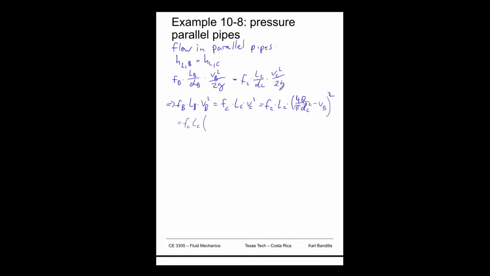Now times, if we square this, if we FOIL this out, it would be 16 Q squared over pi squared DC to the 4th, minus 2 times this times that, so that would be 8Q times VB divided by pi DC squared, and then plus VB squared.